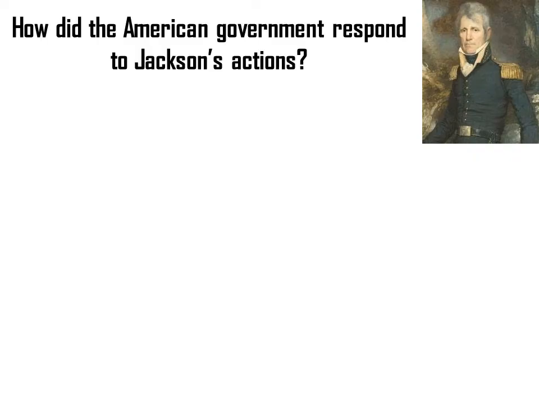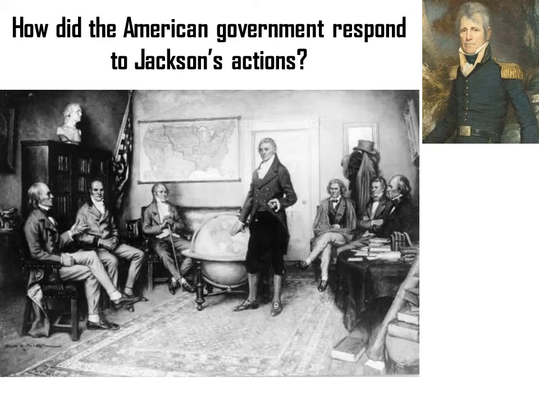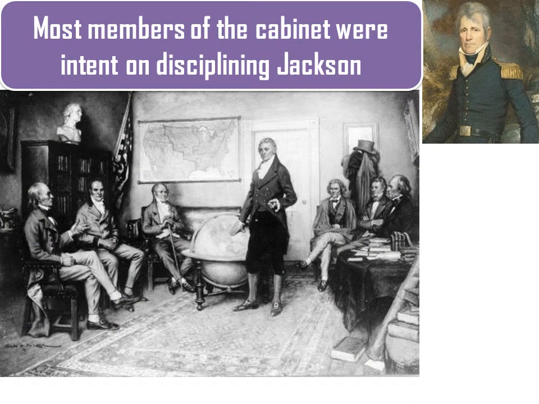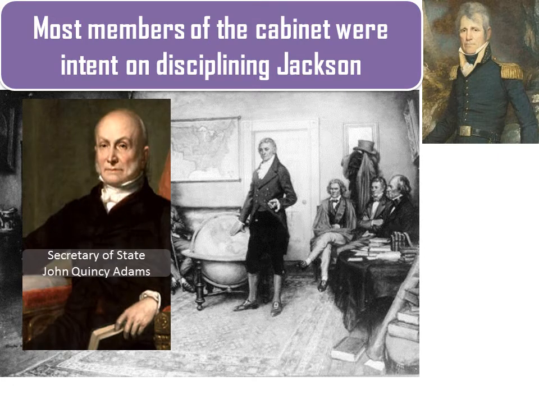When word got back to D.C. about Jackson's actions, Monroe consulted with his cabinet. Jackson had clearly overstepped the limits of commission. That was not the job he had been sent to do in Florida, and most members of Monroe's cabinet were intent on disciplining Jackson. A weird exception was Secretary of State John Quincy Adams, who would eventually run against Jackson in the upcoming presidential election of 1824.